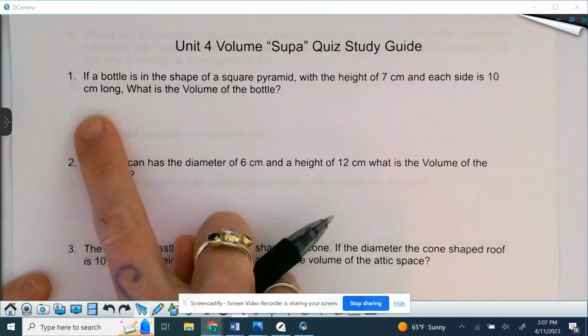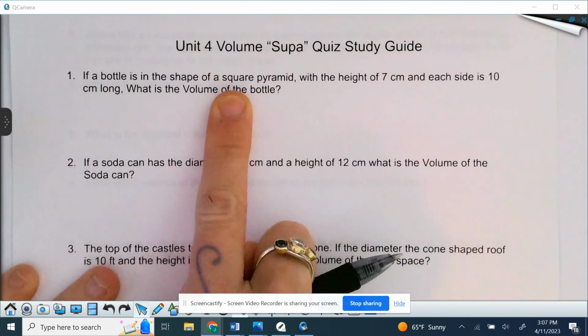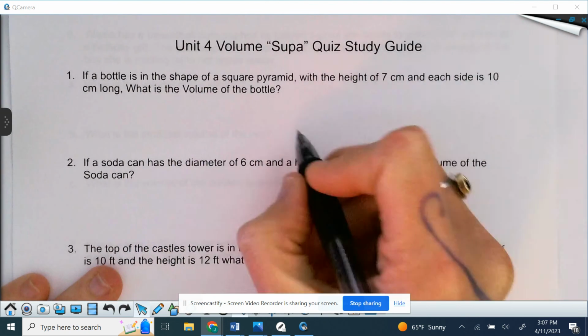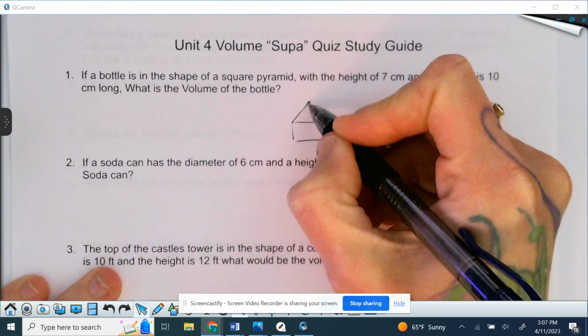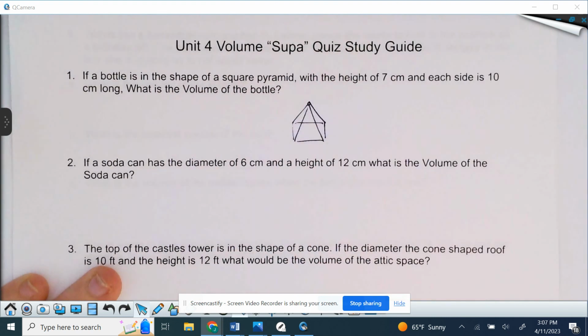If a bottle's in the shape of a square pyramid, that means it's going to have a square base, and pyramid means it's going to come to a point at the top. For me, I'll sketch them out. Nobody judges your artwork, especially since after this we start doing quadrilaterals. Sketching them out is huge, even if they're not perfect. Again, no one's judging your artwork. This is a math class.